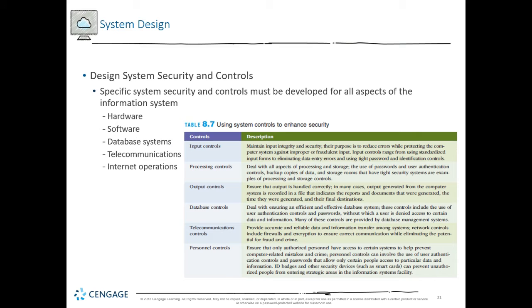System design. Design system security and control. Specific system security and control must be developed for all aspects of the information system: hardware, software, database systems, telecommunication, and internet operations. Table 8.7, Using system controls to enhance security.